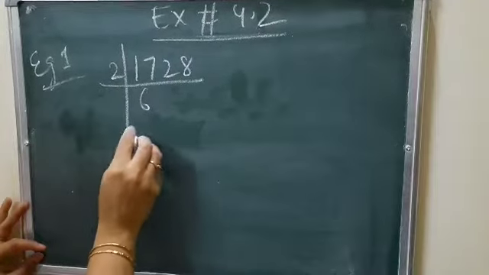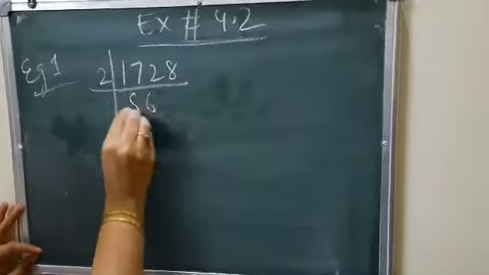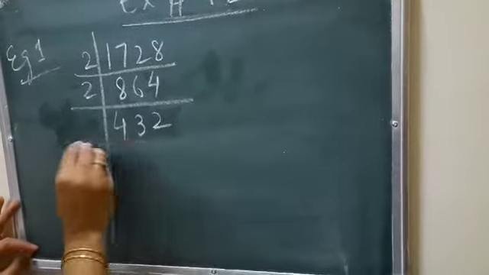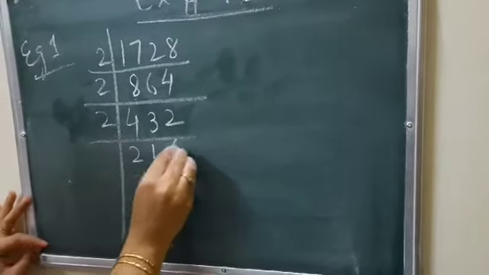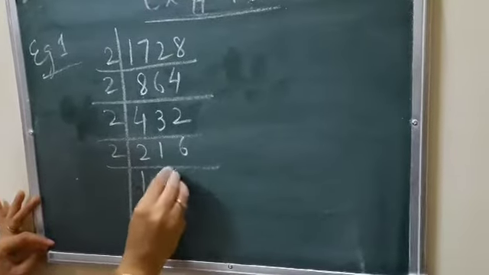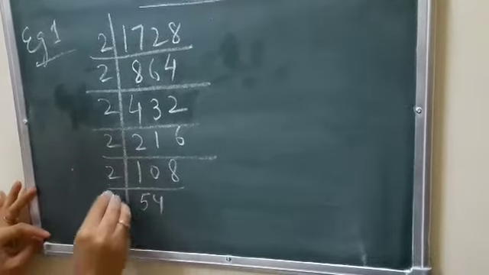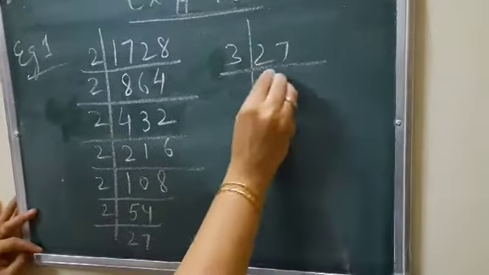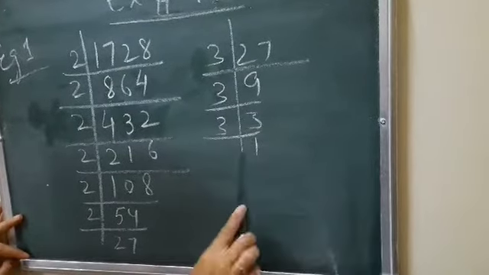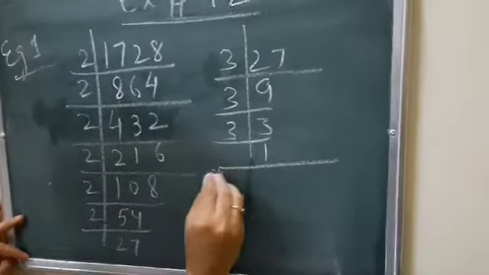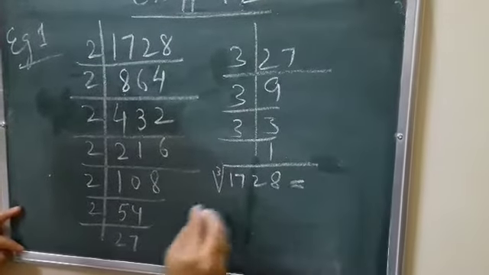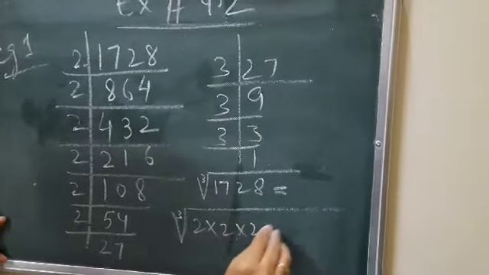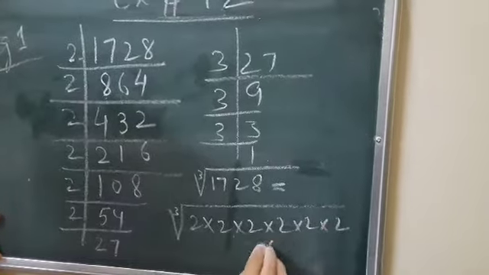So start dividing. 2 8s are 16. 2 6s are 12, and 2 4s are 8. Then again 2 4s are, 2 3s are, 2 2s are. Again 2, 2 2s are, 2 1s are, 2 6s are. Again by 2, 108. Again by 2, 54. Again by 2, 27. Then by 3, 9; 3 3s are 9; 3 1s are 3. So when you find the cube root of 1728, same as we did yesterday, we count: there are 6 2's and there are 3 3's.